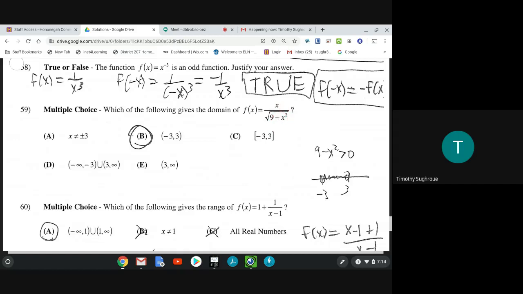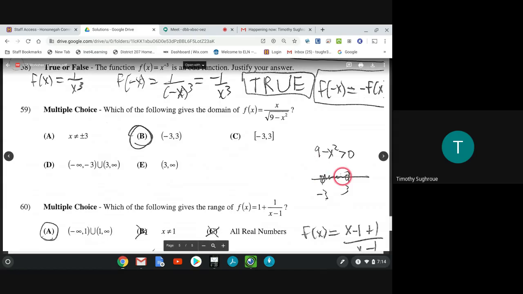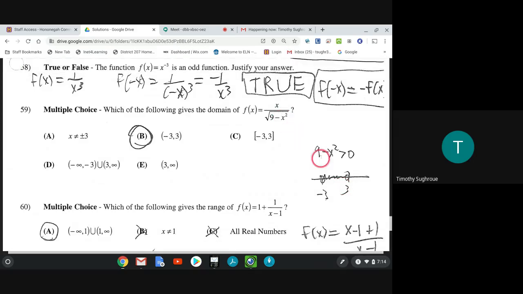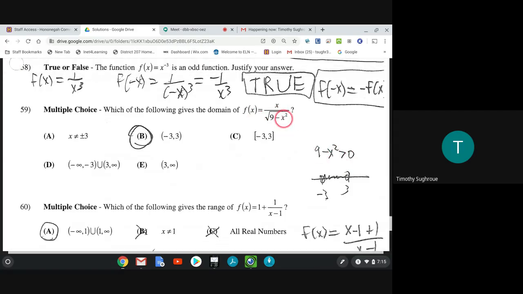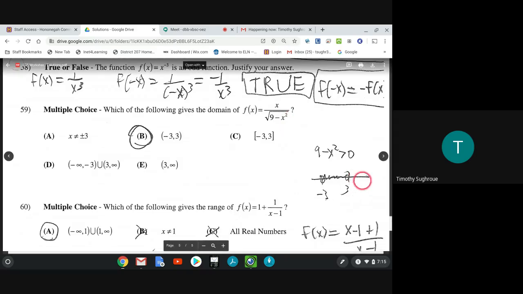And I just got to determine, do the numbers in between work or do the numbers on the outside work? Just plug a number in between -3 and 3, like 0. Yeah, 0 works. 9 is greater than 0. That works. I can take the square root if I plug 0 in. The values that have to be eliminated are to the right and to the left. The domain only consists of the values from -3 to 3.